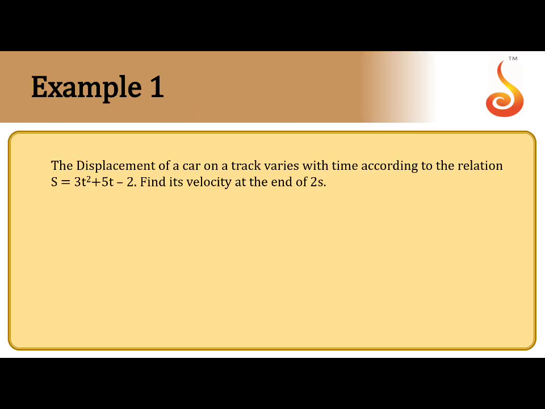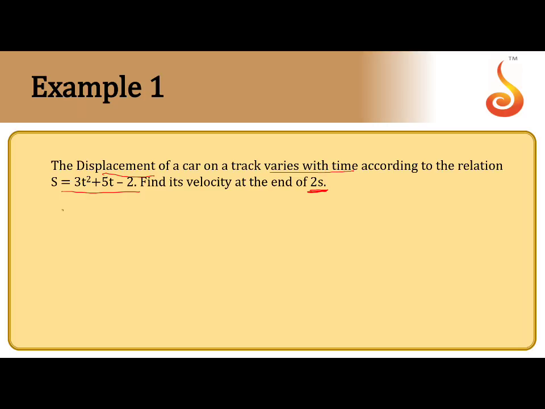We will understand this based on one numerical in physics. The displacement of the car varies with time according to the relation s is equal to 3t square plus 5t minus 2. Find its velocity at the end of 2 seconds. I want you to solve the problem in two steps.